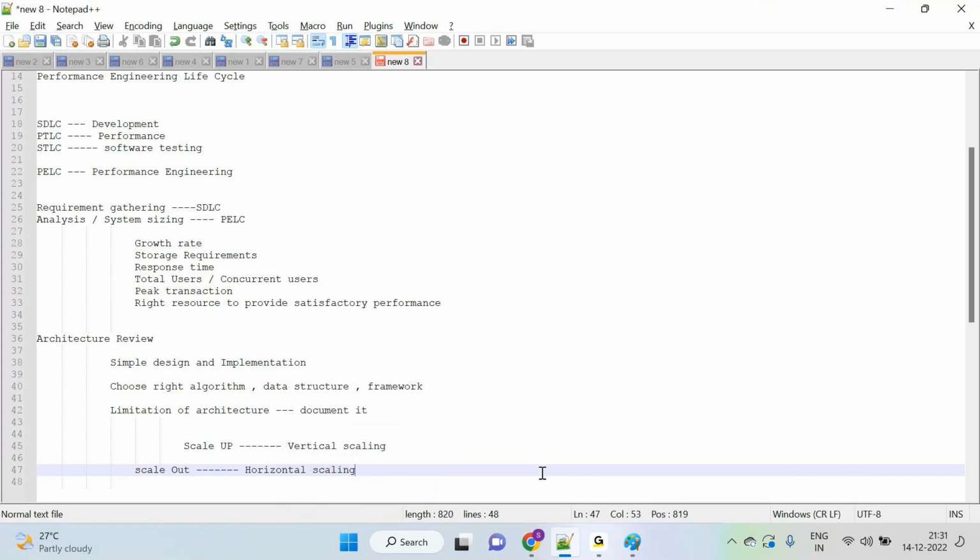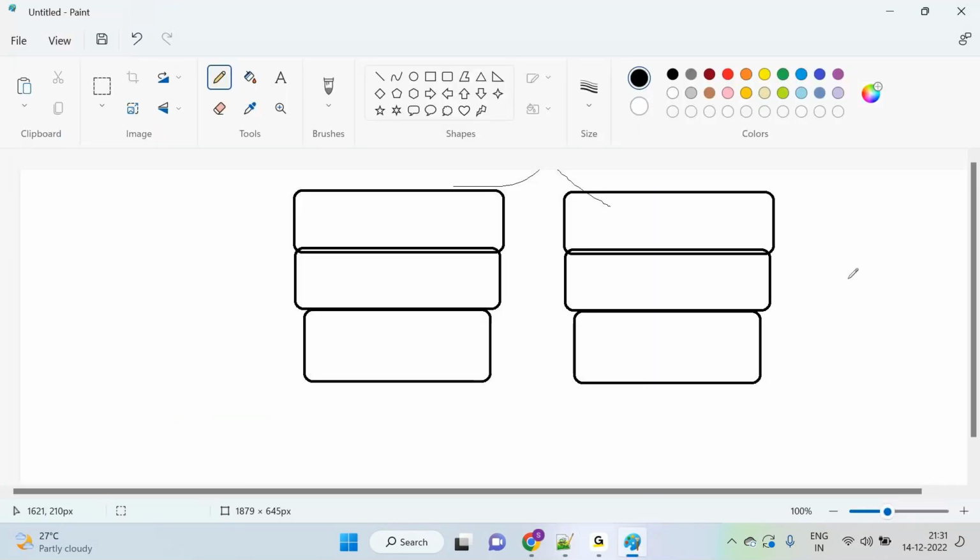Horizontal scaling. Okay, scale up, vertical scaling, scale out, horizontal scaling. Whenever you are talking about these things, you can focus on those as well. Horizontal scaling means what, vertical scaling means what.